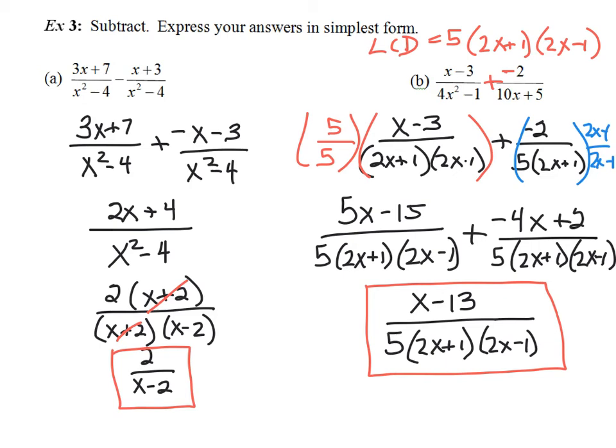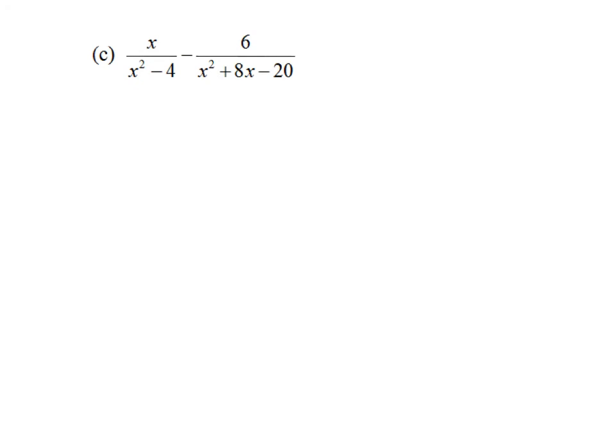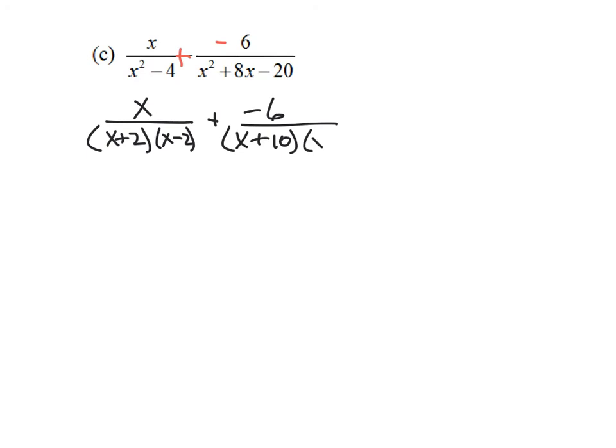Let's go on to example C. Again, I have a subtraction example, so I'm going to change this to add the opposite. Let's factor our denominators. So we've got x over x plus 2 times x minus 2, and negative 6 over x plus 10 times x minus 2. So our least common denominator has to have an x plus 2, an x minus 2, and an x plus 10.